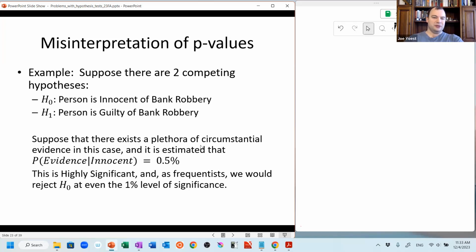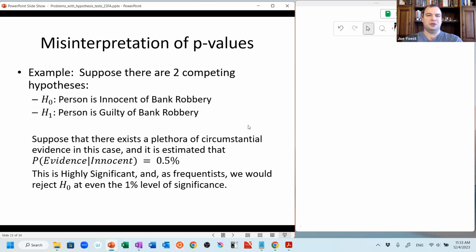Suppose there's a plethora of circumstantial evidence, and we estimate that the probability of such strong evidence existing, given the person is innocent, is 0.5%. We look at this and we say, oh, this is highly significant. This is statistically significant, even at the 1% level. And so we reject the hypothesis of innocence, and we instead move forward with the hypothesis of guilty. So we call the person guilty and we convict them.